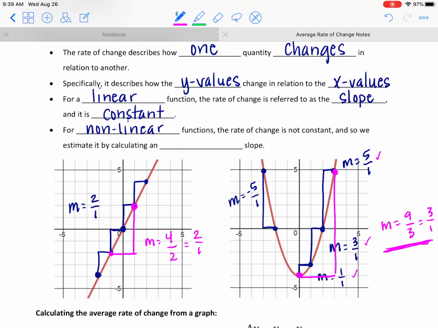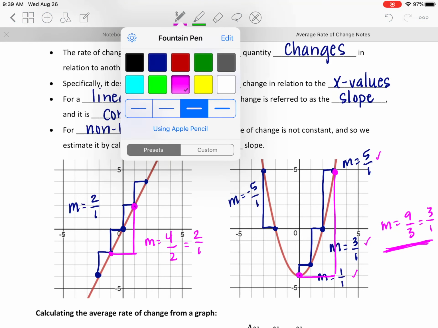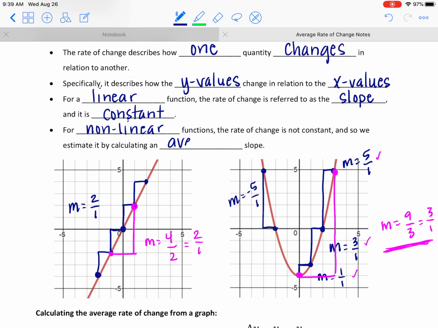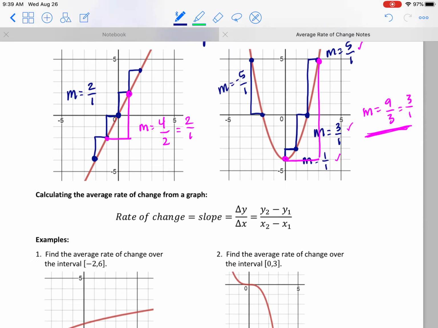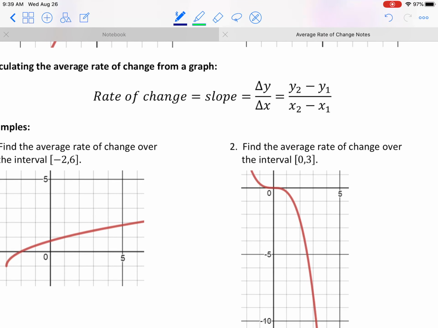Okay, so we're calculating slope the same way. Rate of change still represents slope. It's just an average of slopes over intervals for functions that are not linear. So this is going to be called an average slope. Again, the calculations are the same, so hopefully this little formula looks familiar to you. Your rate of change, or average rate of change, is just slope.